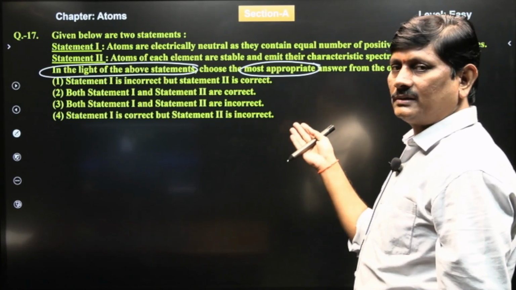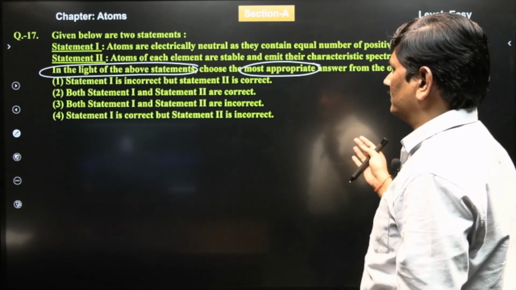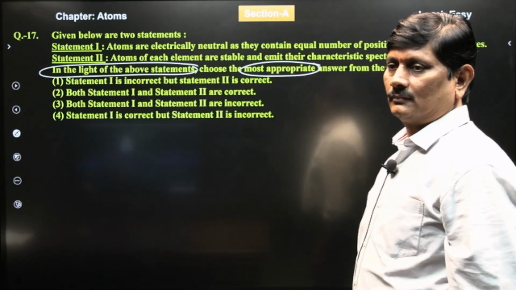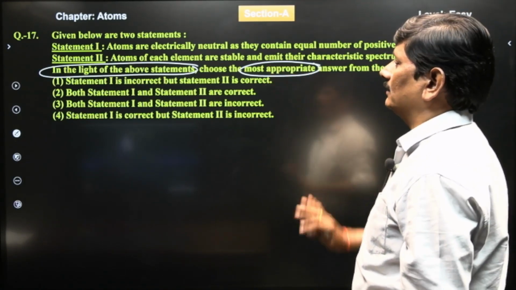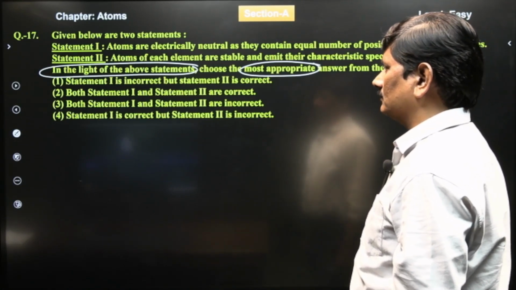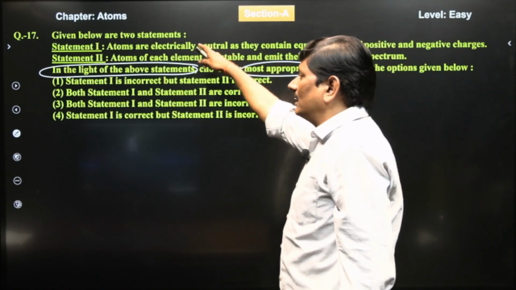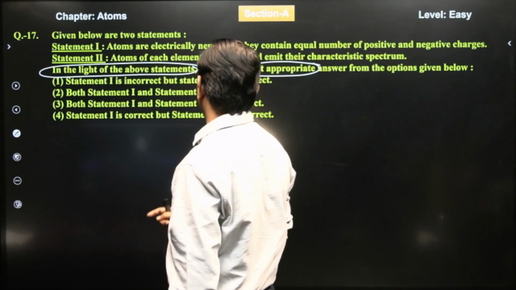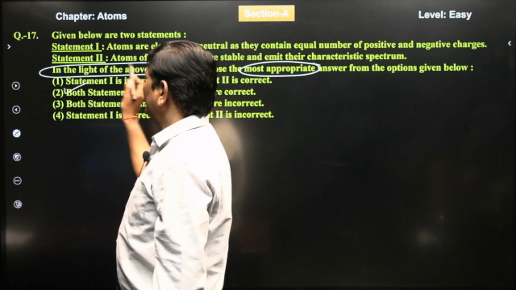There is no positive charge or negative charge for the atoms. In such a case, atoms are stable, and emit their characteristic spectrum. So, in view of statement 1, statement 2 is also the correct one. So, both statements are correct.